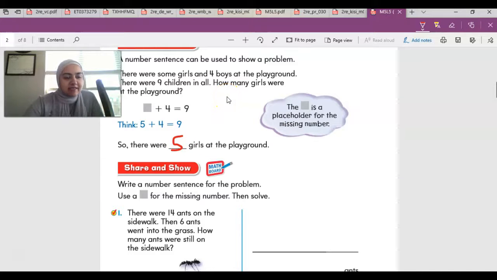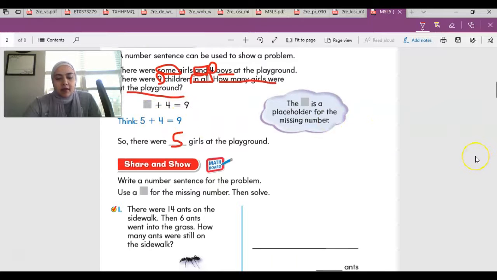I'm going to show my strategies because Miss Yusuf doesn't like it when I read a word problem and just leave it empty. So let's do that again. There were some girls, some, you have to circle that, okay? That is a key word for an empty box. And is a key word for add, box it. 4, that's a number, circle it. Boys at the playground, that's a label. 4 what? 4 boys. There were 9, that's a number, circle it. Children in all, that's a key word, that means equals. How many girls were at the playground? Okay. And we said some plus 4 boys equals 9 kids. That means 5 plus 4 equals 9. All right, let's move on.